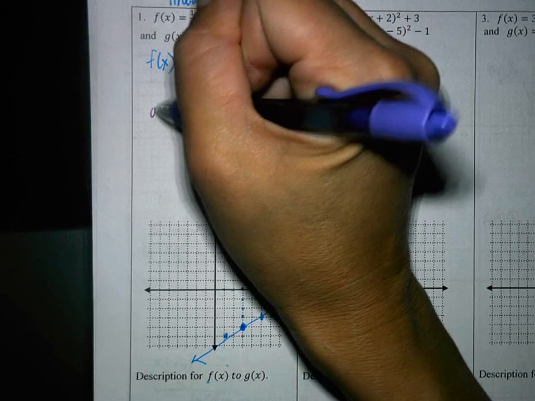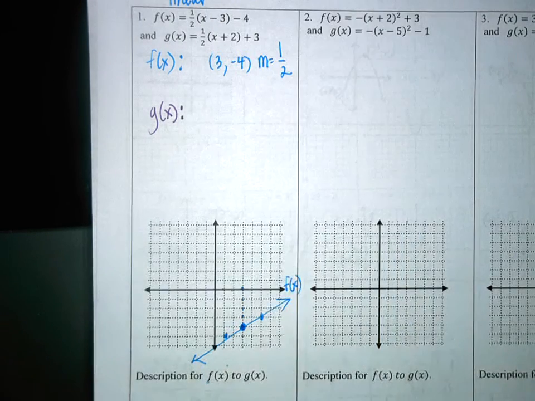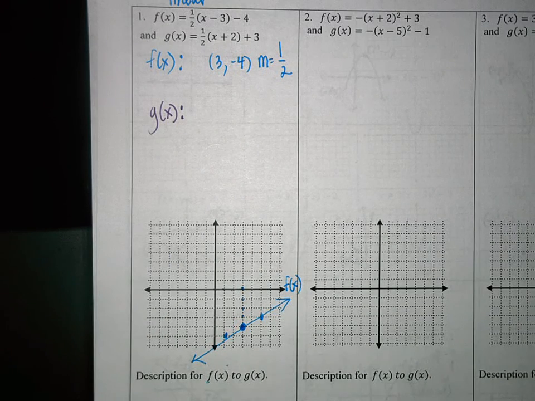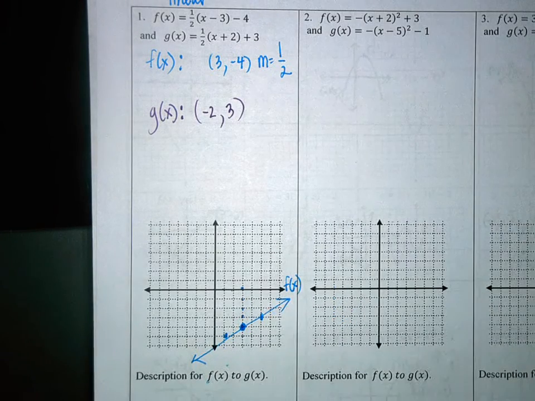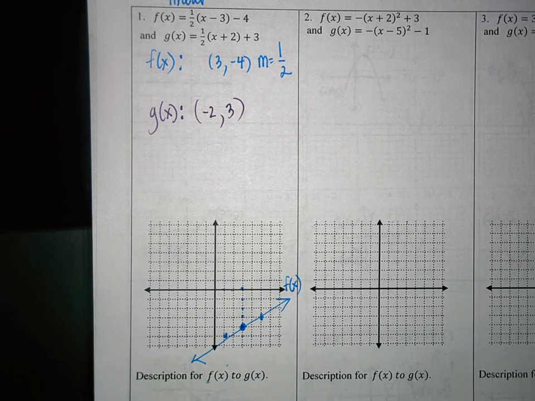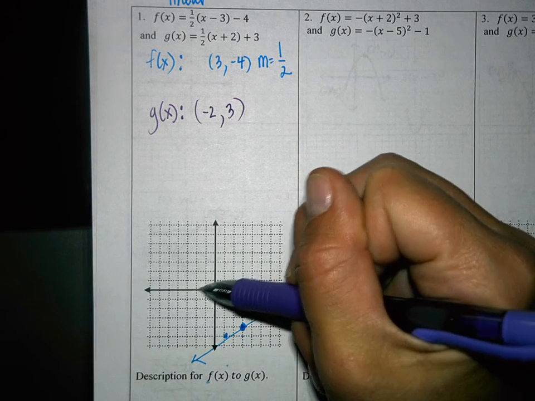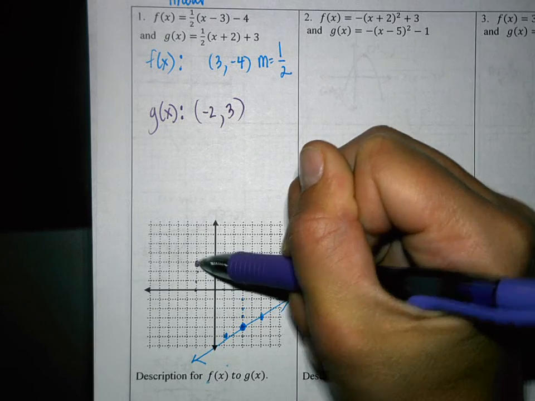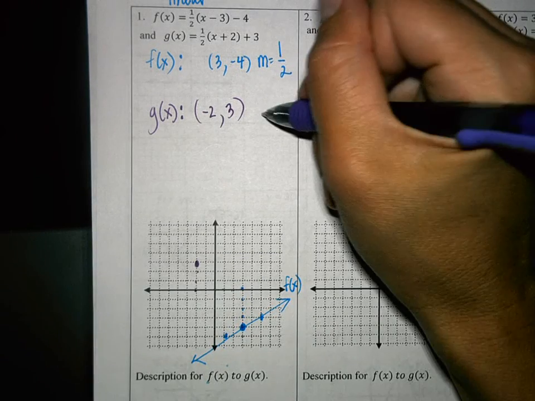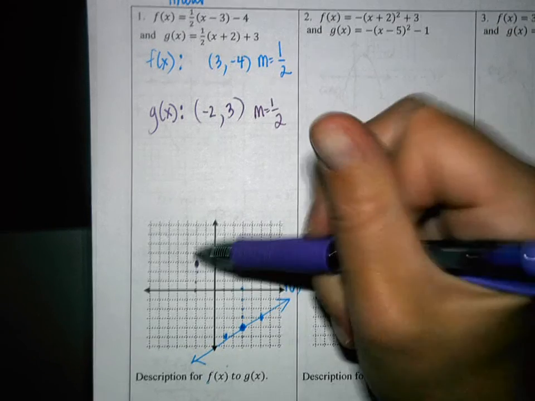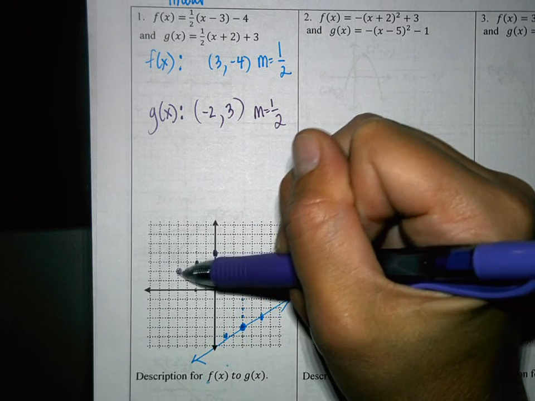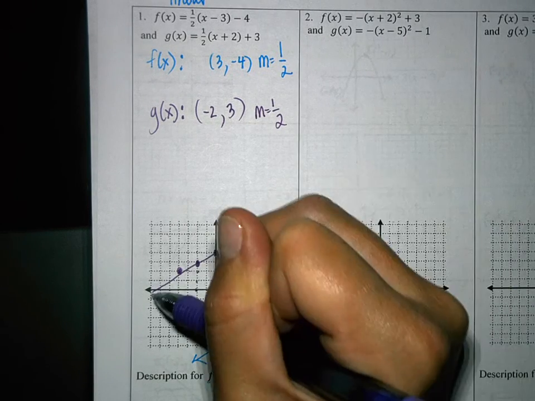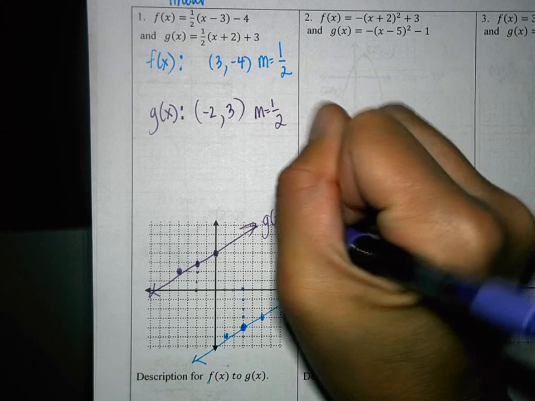Next we have g of x. What is my starting point for g of x? -2, 3. Anybody have questions on that? Okay. So we go left 2, up 1, 2, 3, make our point. And what is my slope there? Good, it's still 1/2. And so from there, I'm going to go up 1, right 2, or down 1 and left 2. And we draw our line and label that one as g of x.